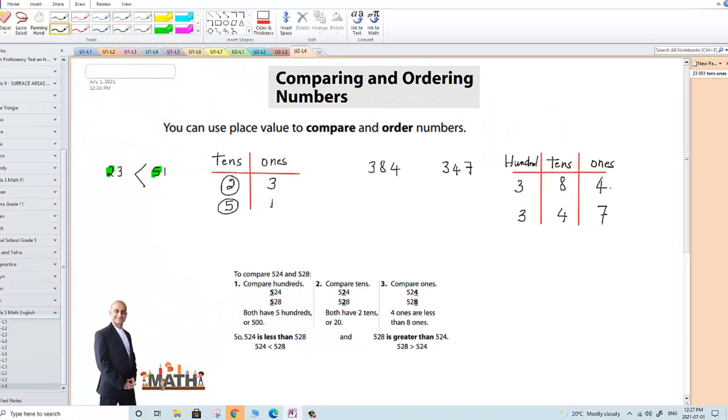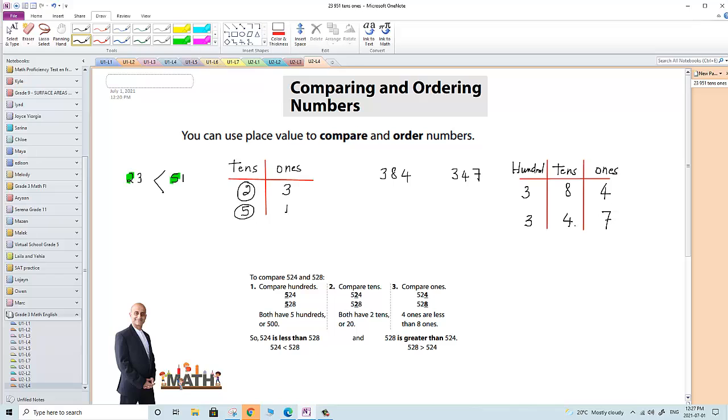When I compare, I don't start by comparing 4 with 7 or 8 with 4. I start with the largest place value, the hundreds. So I'm comparing between 3 and 3. Someone will tell me 3 and 3, they are equal. That's true. So when it didn't work with this, I go to the second column, which is the tens, and I compare. I have 8 tens and I have 4 tens. It's clear the 8 tens is greater than the 4 tens. That means 384 is greater than 347.